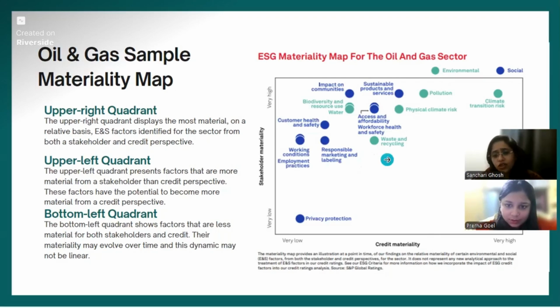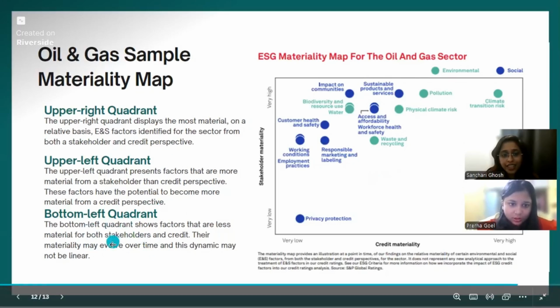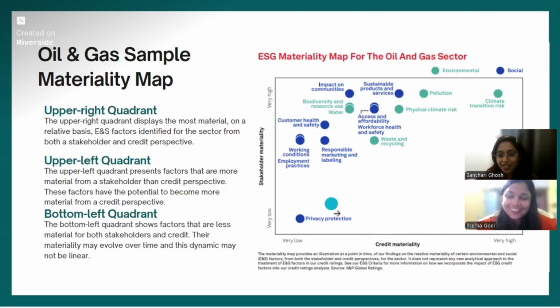You can also add governance related factors to this if you want. That is basically one more icon and the colors will change. But keep integrating all three: E, S, and G. Bottom left quadrant for an oil and gas company is privacy protection. Imagine if this was an IT company. Where would you put privacy protection? Yeah, you would put it right on top. For IT companies, it becomes top priority. Right.